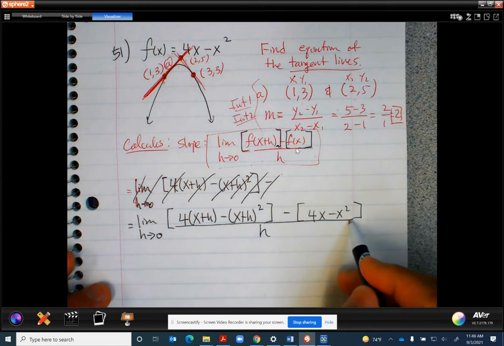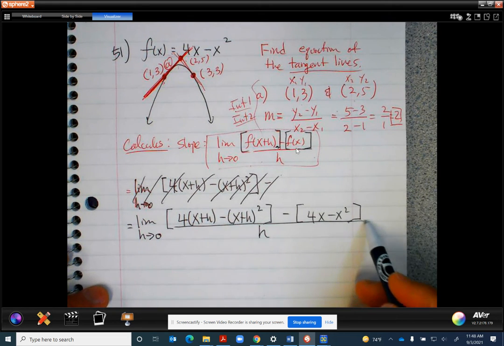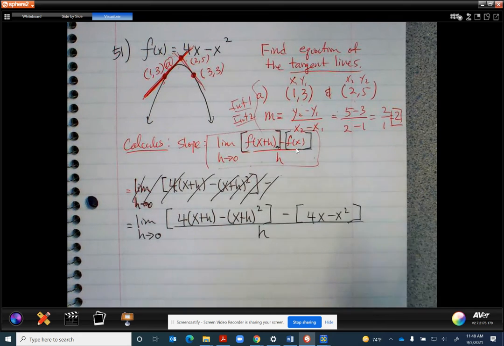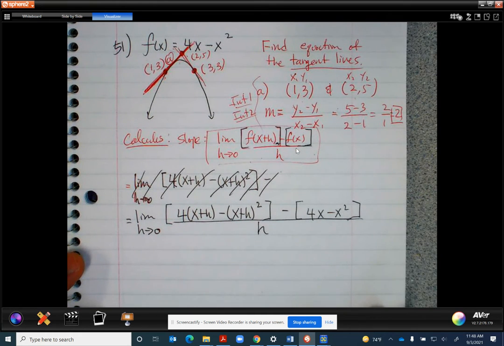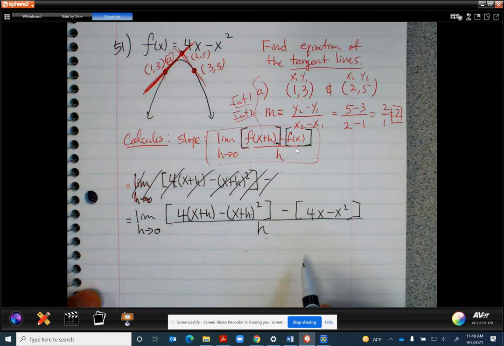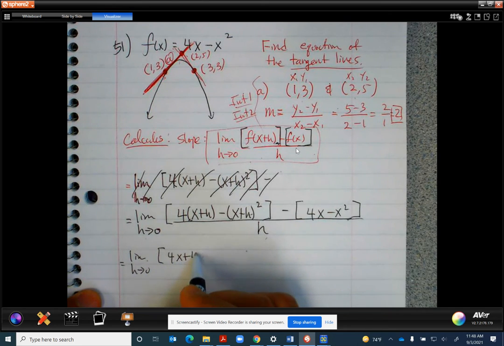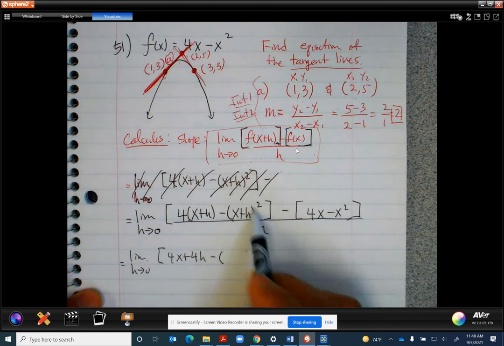Okay, how many of you guys follow what I'm doing? Okay, good. All right, you're not saying anything. I feel like you guys are totally out there. Okay, so do you see this? You need to FOIL this, simplify this, and cancel the h. You need to show all that work. Eventually, your answer will be, let's do this. All right, so limit h goes to 0, bracket 4x plus 4h. Stay with me, okay? Can you guys FOIL this in your head?